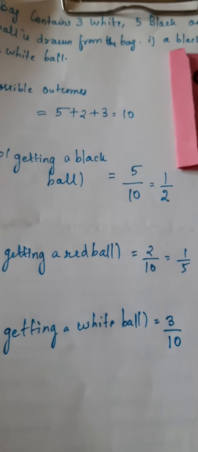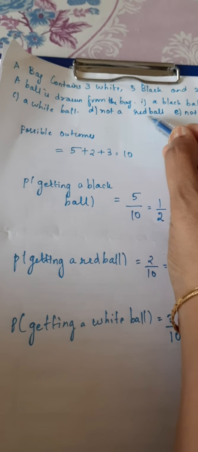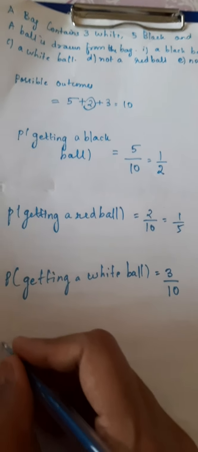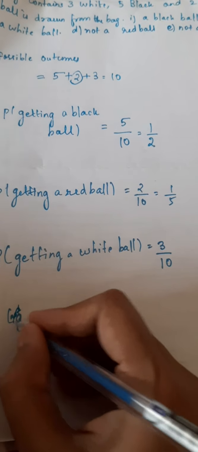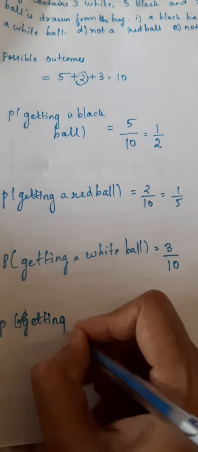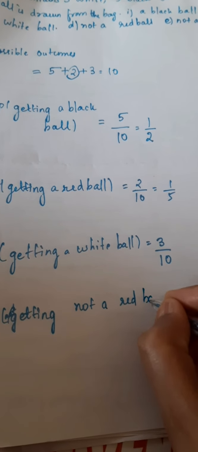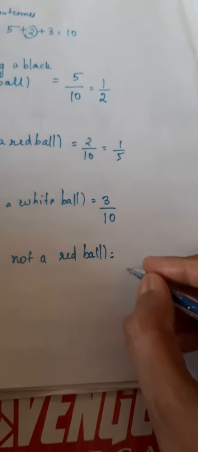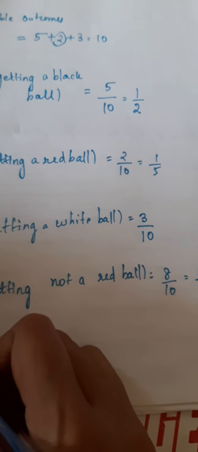There are 2 more parts of the question. D is not a red ball. So 2 red balls are there, we can exclude those 2. So 5 plus 3 is 8. Probability of getting not a red ball is going to be 8 by, 5 plus 3 is 8, by 10. Further simplifying, it becomes 4 by 5.